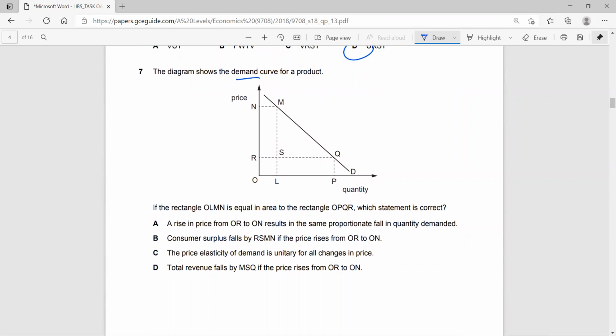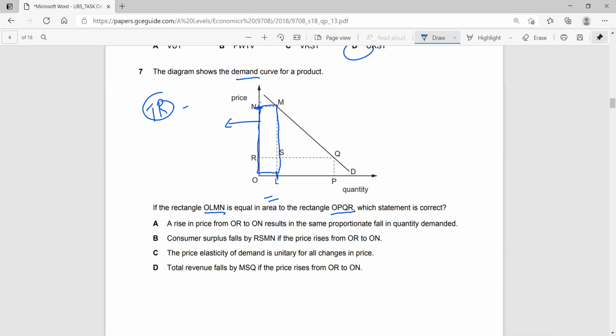All right, the demand curve for a product. If the rectangle OLMN is equal to the area of the rectangle OPQR, which statement is correct? But first, let's figure out what this equality in area means. So OLMN, this particular area, you should know, is the total revenue. Total revenue when the price is at this particular point and the quantity is at this point, because the area measures the total revenue since it's price multiplied by quantity.